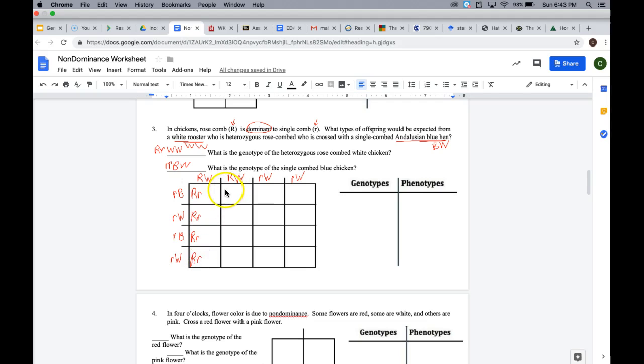So we know all of those, actually all of these too, are going to have a heterozygous rose comb. So they're going to be heterozygous for a rose comb. Okay, these are going to be recessive, so they're going to have single combs. And if you want to know what single and rose comb looks like on a chicken, just Google it. It's a real thing. Okay.